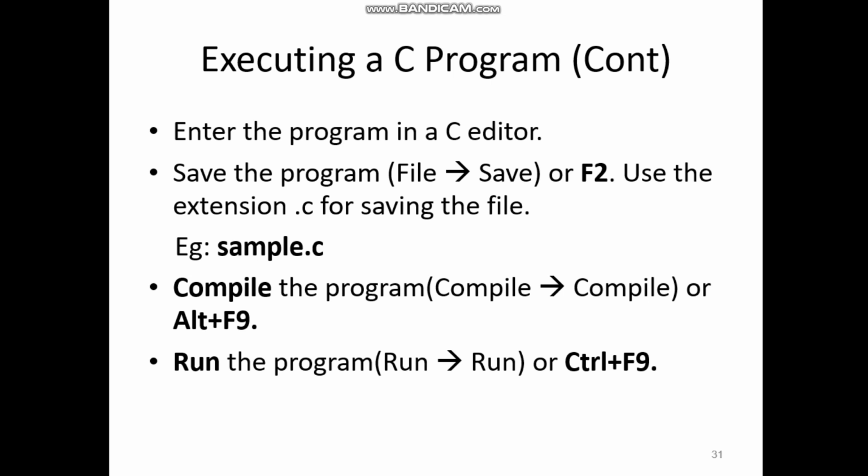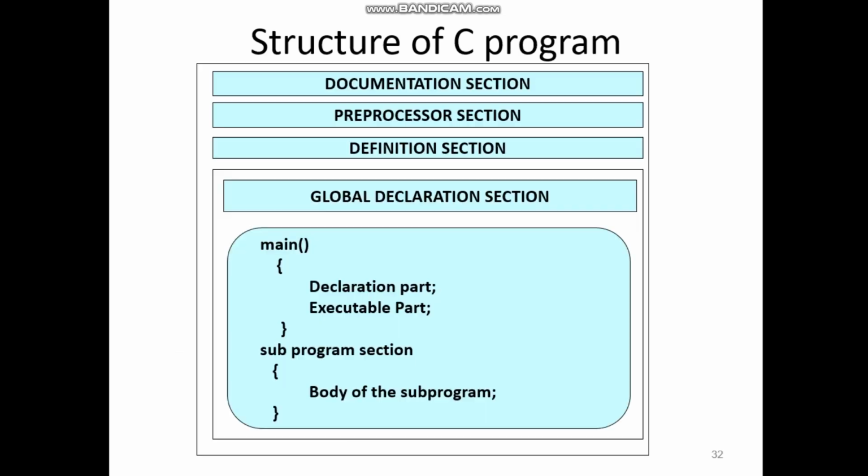To compile the code, we have the shortcut key Alt plus F9. Compilation can be done by pressing the keys simultaneously, Alt plus F9. To run the code, after successful linking of the code, you have to press Control F9.